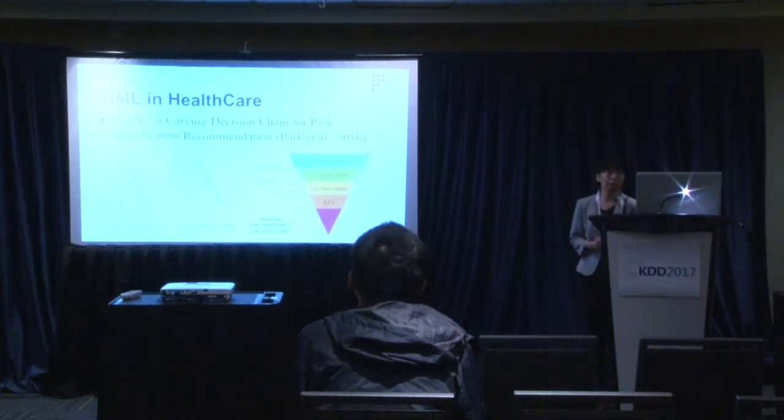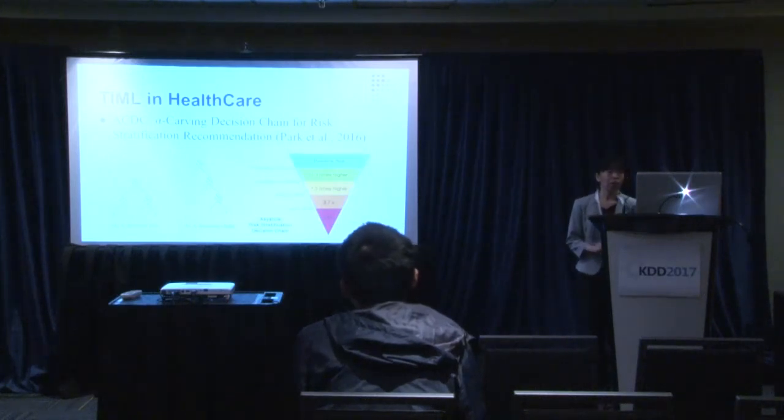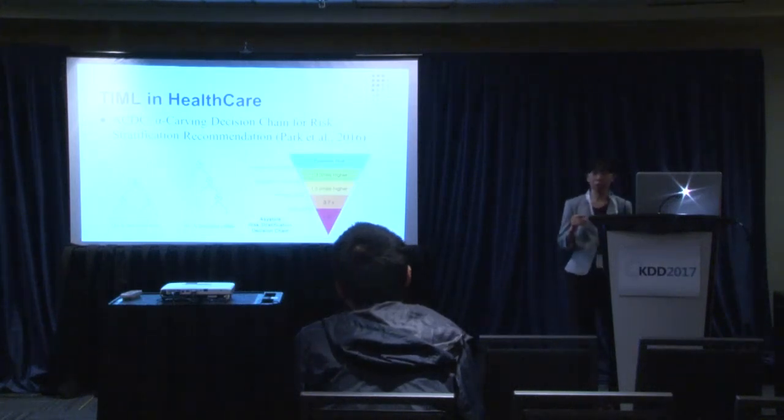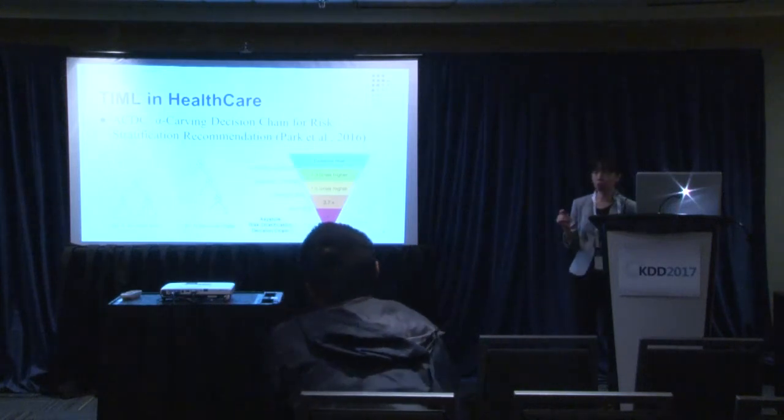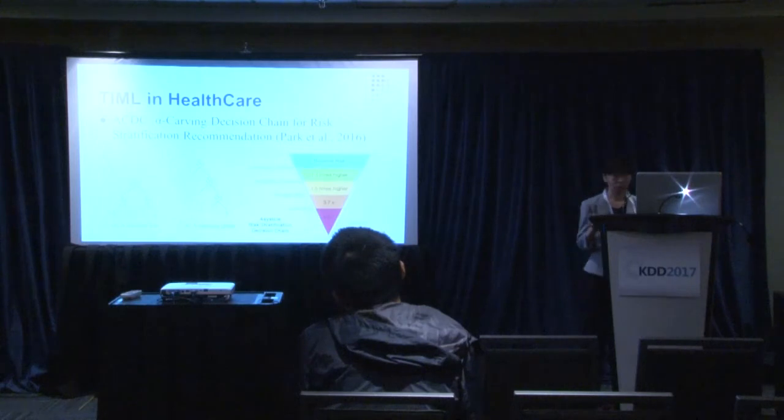The first application is from healthcare. Here, to achieve transparency, a decision tree is developed for risk stratification recommendation. The decision tree is just a sequence of rules. They can be applied one by one. And the ratio of the positive class will increase over those rules.